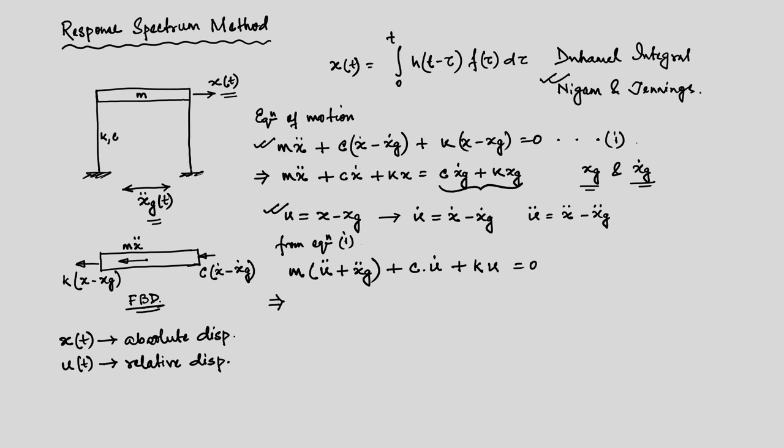Now, if we further simplify this equation, what do we have? m u double dot plus c u dot plus k u is equal to minus m xg double dot. So, that is equation 2.